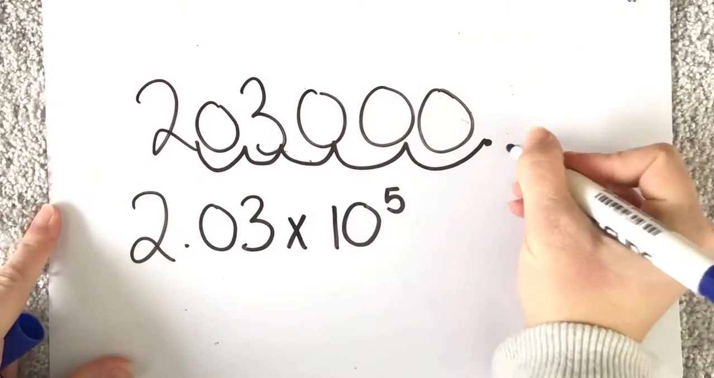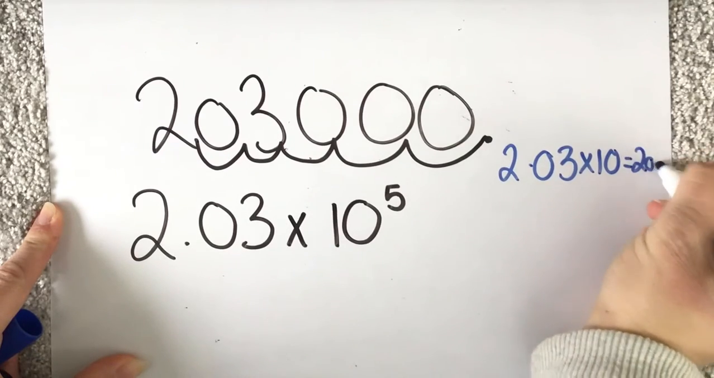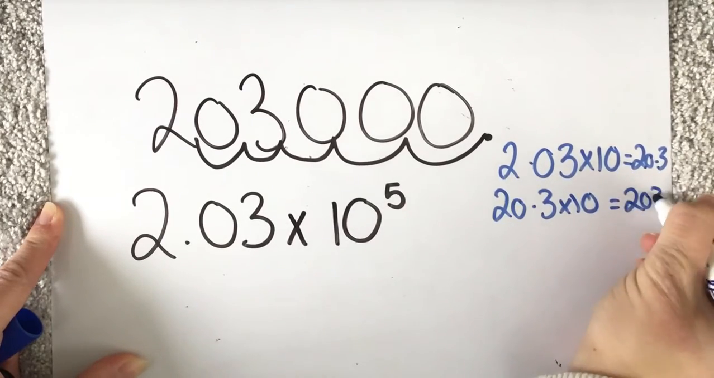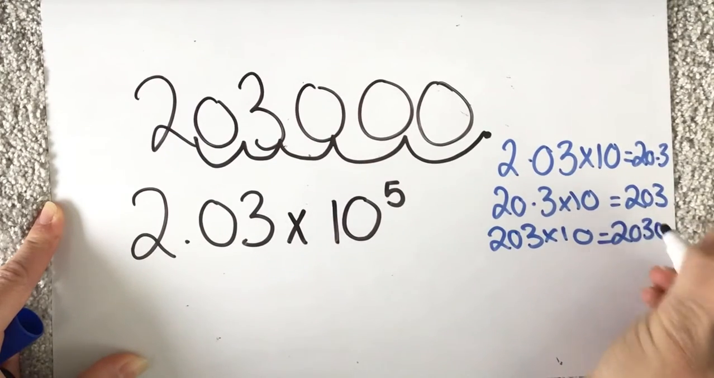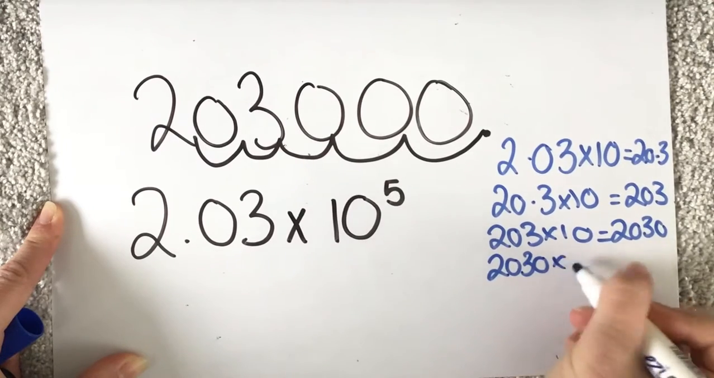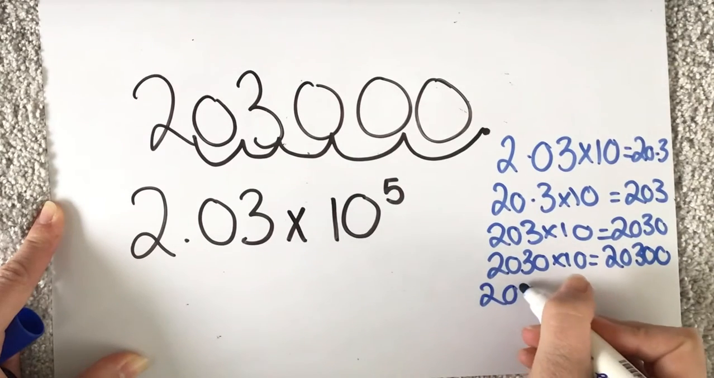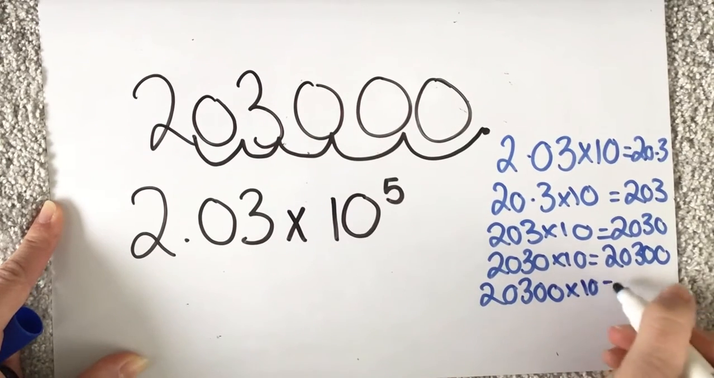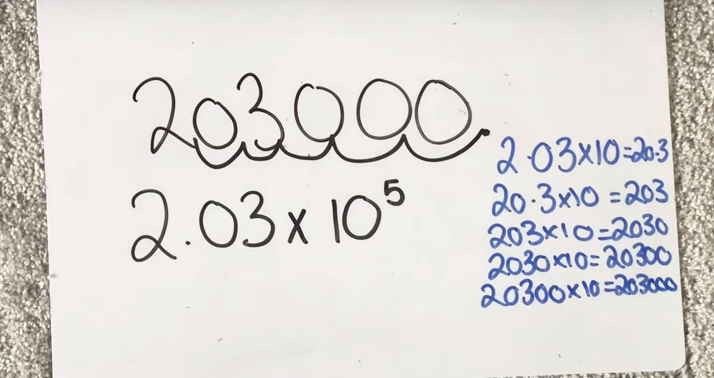And if you think about that, so I've got 2.03. If I times it by 10, I end up with 20.3. If I do 20.3 times 10, I have 203. If I do 203 times 10, I end up with 2030. If I do 2030 times 10, I get 20,300. And if I do 20,300 times 10, I end up with my 203,000. So that is what I've basically done.